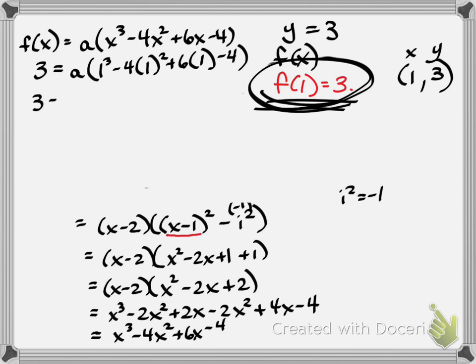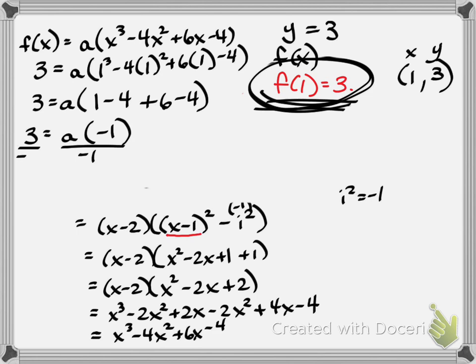So that means 3 equals a times 1 minus 4 plus 6 minus 4. That means 3 is a times negative 3 plus positive 3, negative 1. You make sure that's right. And then divide both sides by negative 1, and you get negative 3 to be a.